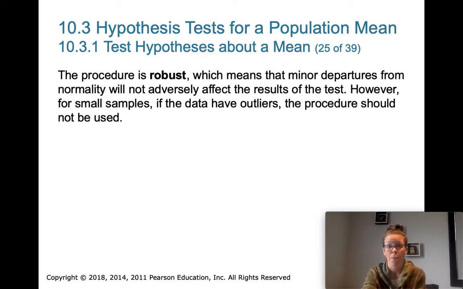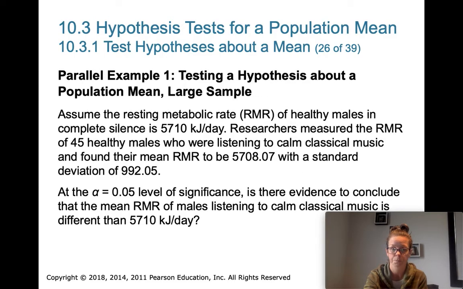This procedure is robust, meaning that if it's not perfectly normal, it's not going to really affect the outcome. However, if the sample has outliers, that could be a problem, or if we have a really small sample, that could be a problem. So definitely sticking bigger than that 30 and still checking for outliers would be a good thing. So let's look at an example here.